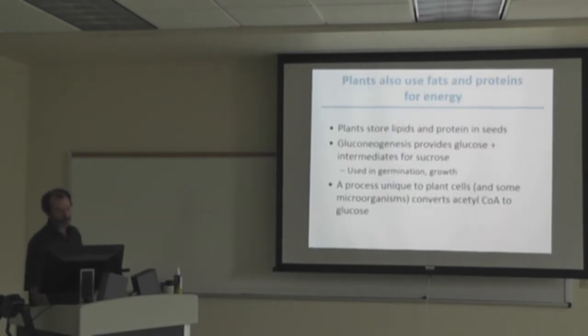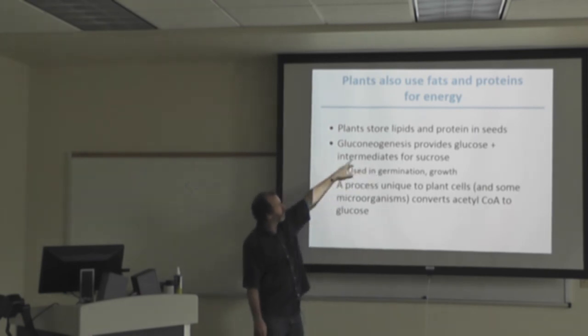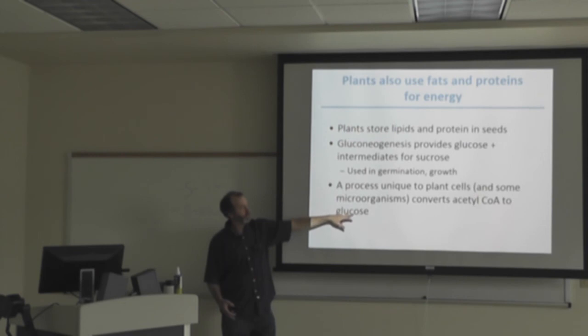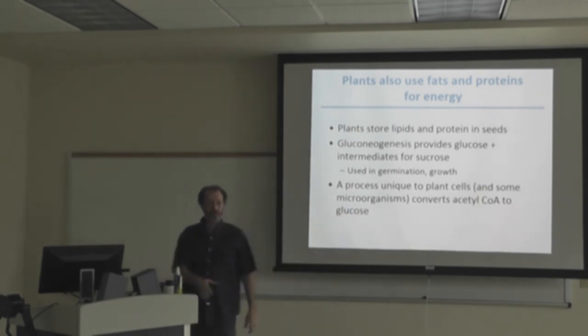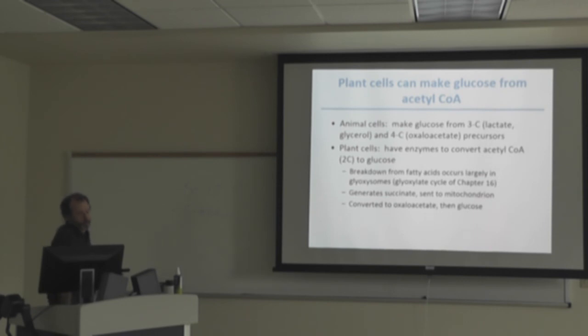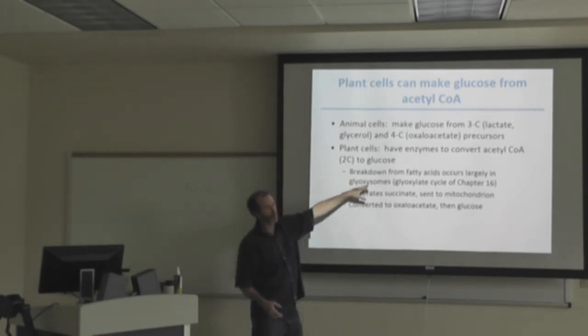So plants can also use fats and proteins for energy, just like animals. Plants store lipids and proteins in seeds. Gluconeogenesis provides glucose plus intermediates for sucrose, and then used in germination and growth, a process unique to plant cells and some microorganisms, which converts acetyl-CoA to glucose. Remember, animals cannot convert acetyl-CoA to glucose, only plants and microorganisms. So animal cells make glucose from 3-carbon lactate, glycerol, and 4-carbon oxaloacetate precursors, but plant cells have enzymes that are able to convert acetyl-CoA into glucose.